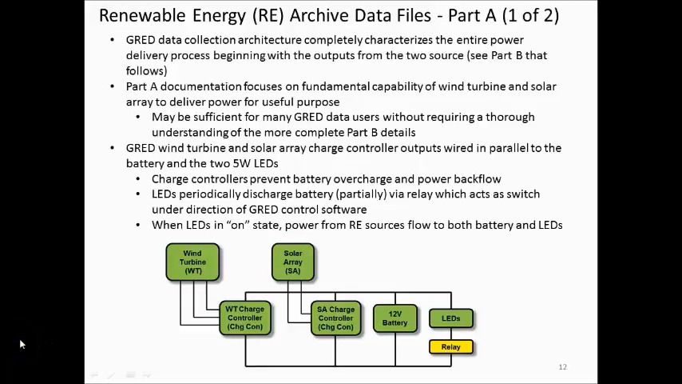The simplified GRED architecture on this slide shows that the DC power from the wind turbine charge controller and the solar array charge controller are delivered in parallel to the 12-volt battery and the two 5-watt LEDs. The two charge controllers are needed to prevent overcharging of the battery. They prevent power backflow, implying that the power from the 12-volt battery can only flow to the LEDs. The LEDs periodically discharge the battery partially.